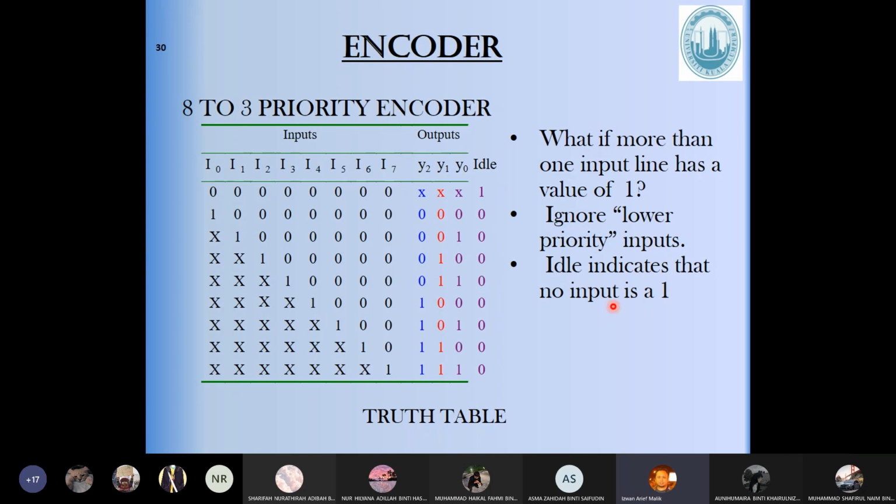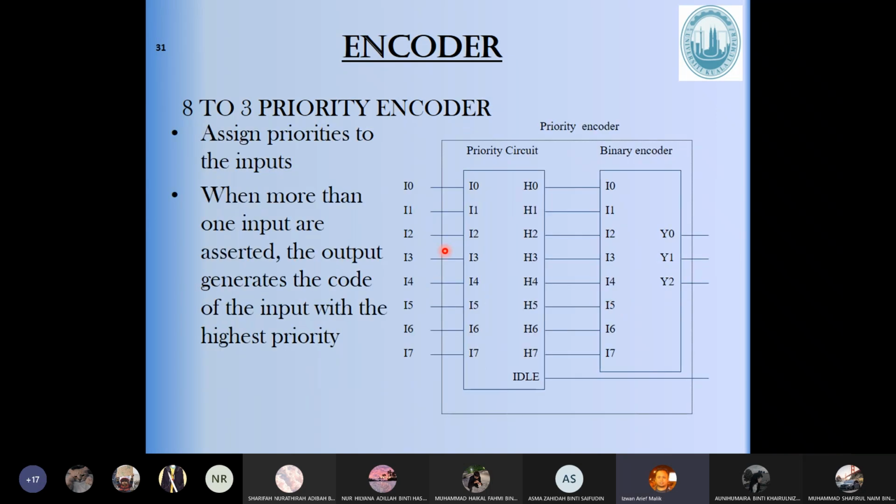Okay. So that is priority encoder. This encoder assigns priorities to the inputs. When more than one input is asserted, the output generates the code of the input with the highest priority. Kita akan ambil nombor priority yang paling tinggi. Macam tadi kan, I3 is 1, I7 also 1. The output will become 111 for I7, bukannya I3.